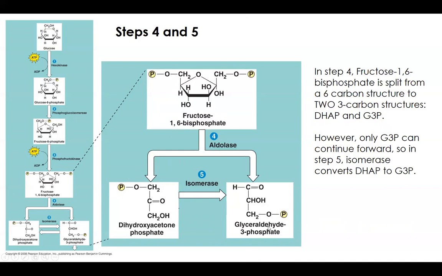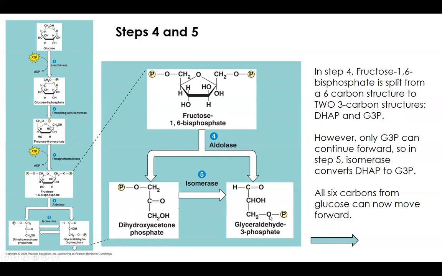DHAP is converted to G3P. We have now two G3P molecules which can both continue on to step 6. So in that way, all 6 carbons can now move forward. So I'm going to show step 6 just so that you can see what I mean and how your book handles the nomenclature for this. Okay, but think of everything moving forward.